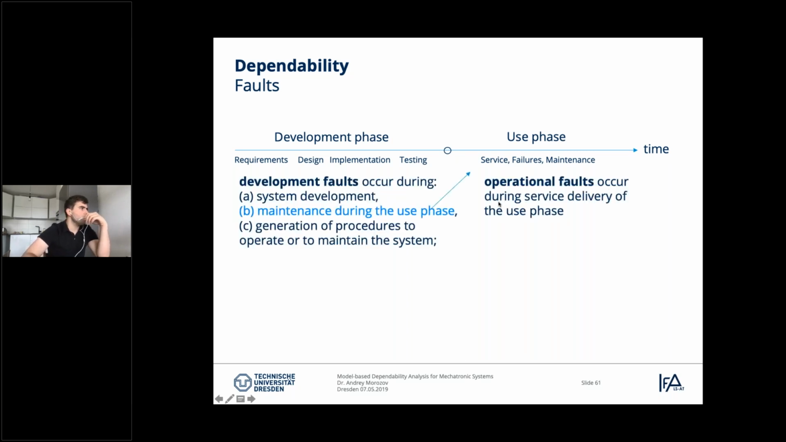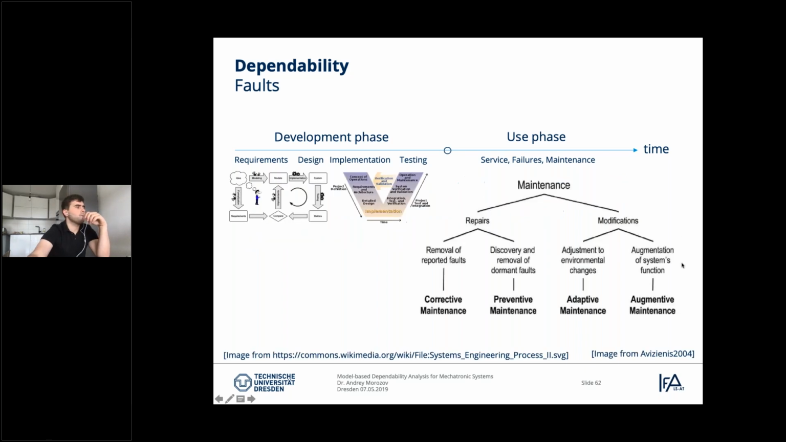So development faults occur either during system development, or they can also occur during the maintenance of the system. When the system was updated or repaired, we could also call them development faults. Generation of procedures to operate or to maintain the system. And operational faults occur during the service delivery of the use phase.